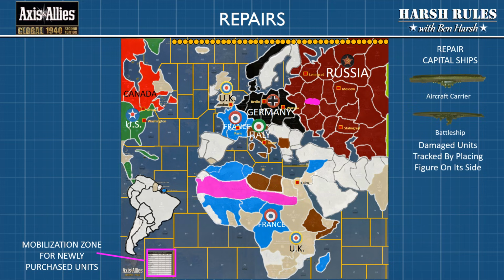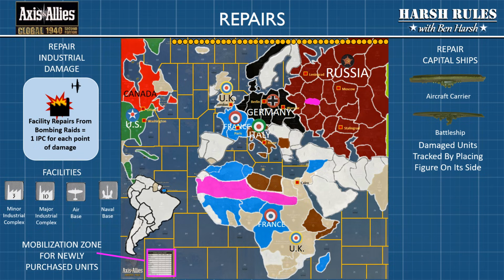During this game phase, a player may also repair any damaged capital ships or pay IPCs to repair damaged facilities. Capital ships include aircraft carriers and battleships, and they require 2 hits to destroy. A capital ship that suffers 1 hit is considered damaged. Damaged units are tracked by placing the figure on its side. If a capital ship makes it to friendly waters within range of that nation's naval base, they may be repaired to full strength at no cost.